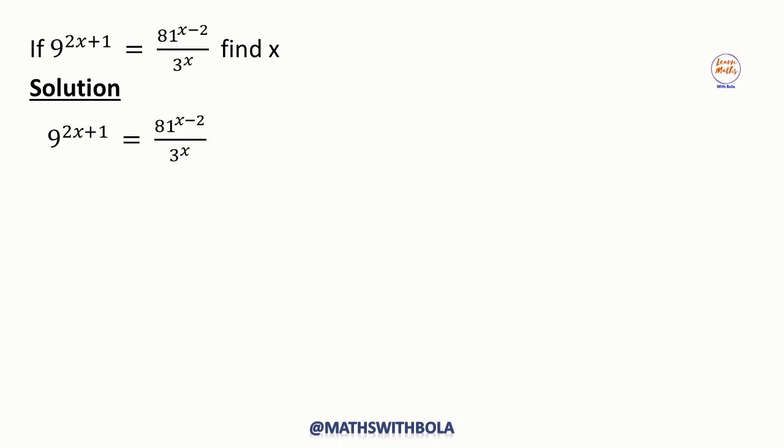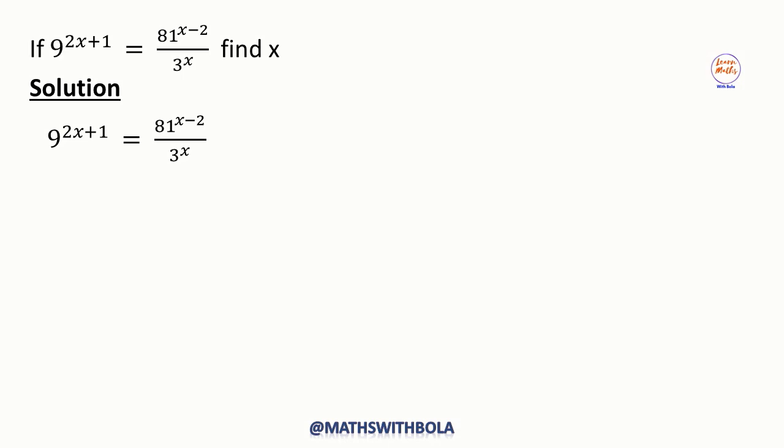If 9 raised to power 2x plus 1 equals 81 raised to power x over 2 over 3x, find x. So when we are solving this equation, one of the things we would need to do is to manipulate the numbers so that they can look similar.